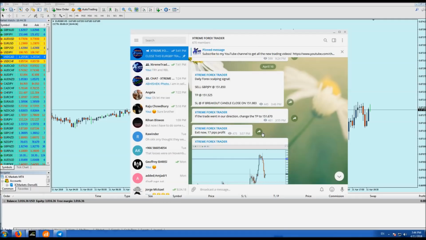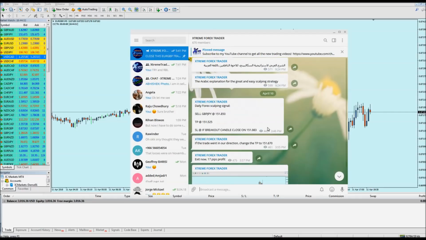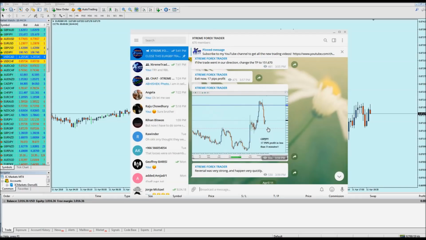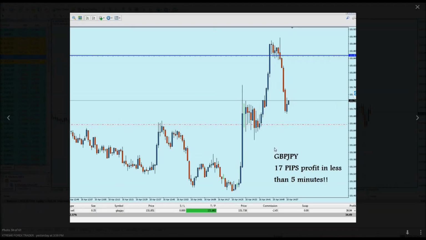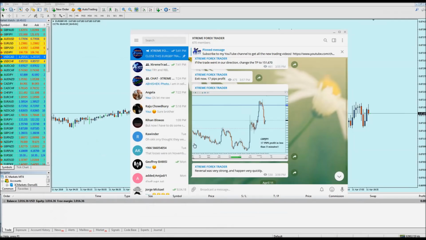These signals are just to help the members in earning some pips per day and just helping them to understand what are the trades I'm looking for, so maybe it can help them to analyze it as well. So let me show you the first signal. How did I pick this signal and why did I pick it? This signal was the GBP JPY on 10th April. This was 1 minute chart, by the way.